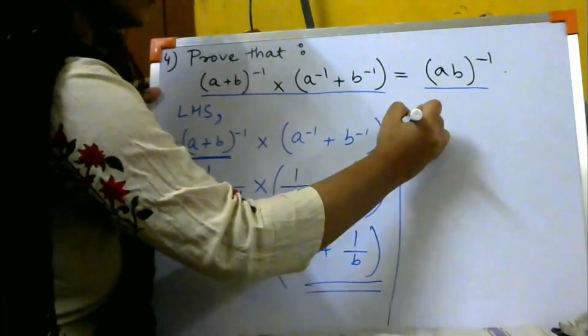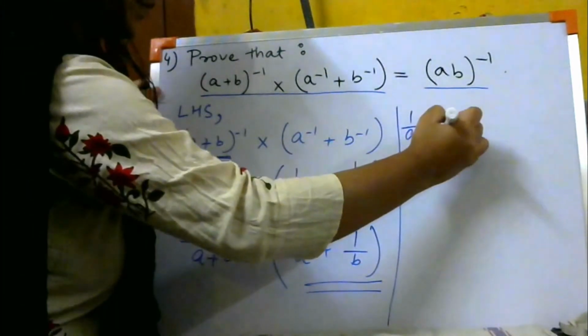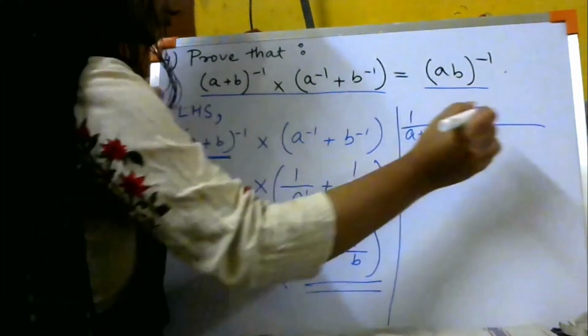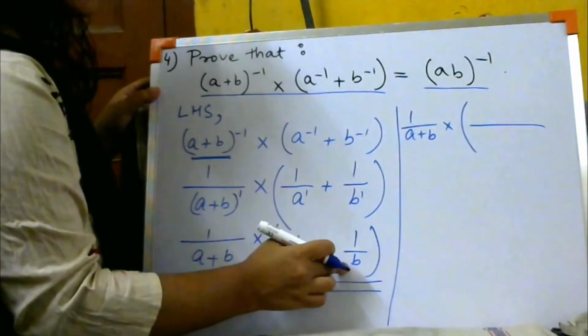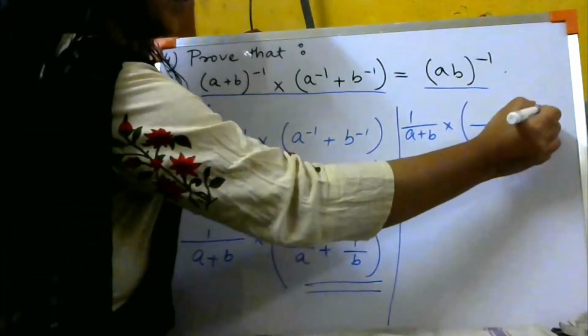ये जैसा है वैसे रहने दो. 1 by a plus b जैसे है वैसे ही रहने दो. Into यहाँ पे ब्रैकेट के अंदर दोनों का एलसीएम क्या होगा? a और b का एलसीएम कैसे होता है? जस्ट मल्टीप्लाई कर देना होता है. a into b means ab.